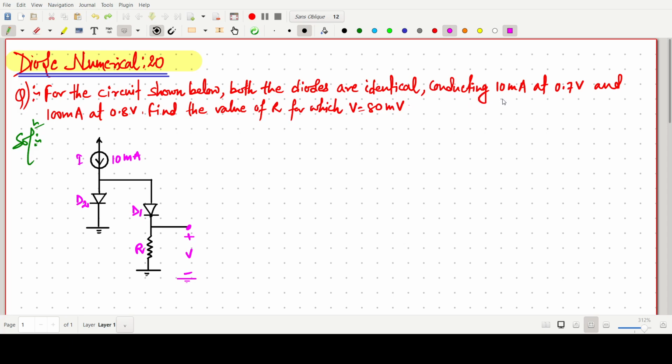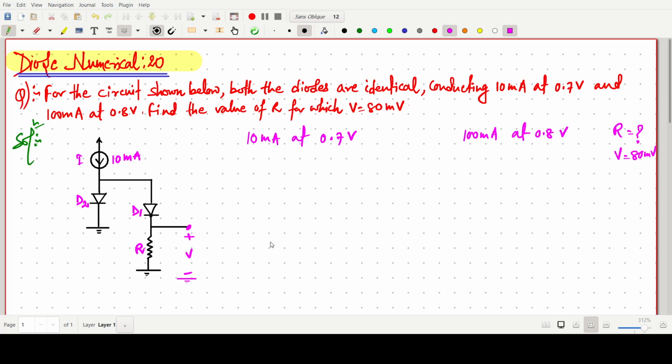Two conditions are given. The first condition is given: a diode conducting 10 milliampere current at 0.7 volt, and another one is given: 100 milliampere at 0.8 volt. So find the value of R for V equals 80 millivolt. So this one is our V.